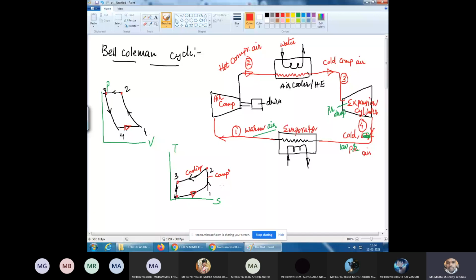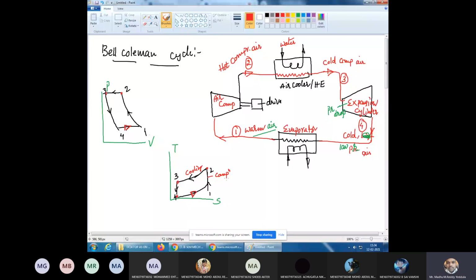Okay, so this is the PV and TS diagram. Any doubt in this one? Just go through it once. Right, so that is the PV and TS diagram. Now we can derive the COP of the system.